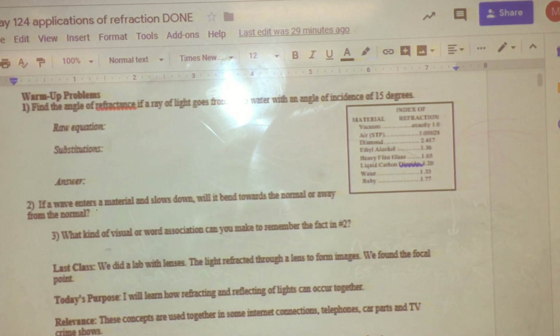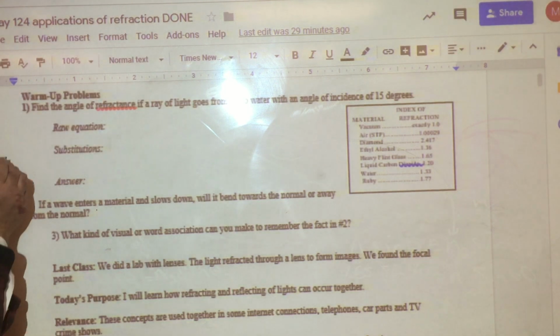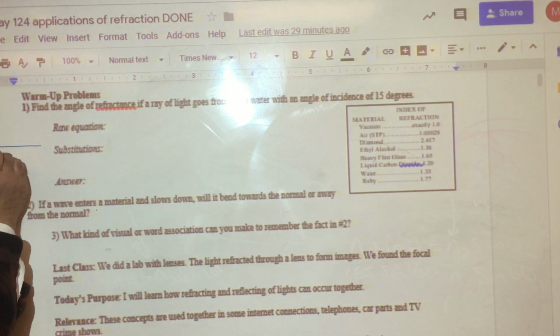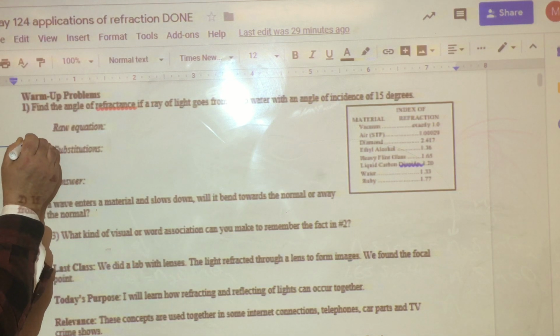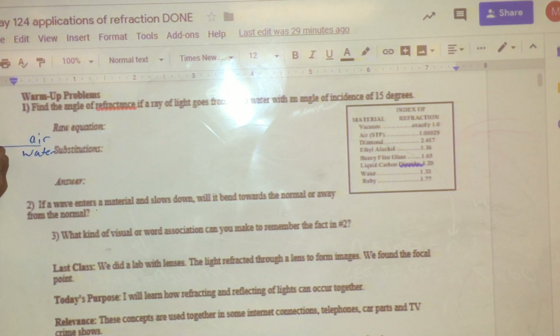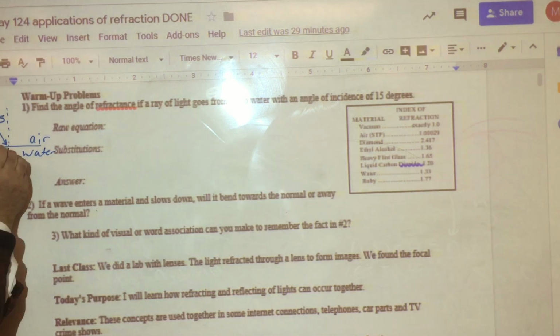Okay, so the warm-up problem, number one: find the angle of refraction if a ray of light goes from air to water with an incident angle of 15 degrees. So here's the water, and then we have air. It goes from air into water with an angle of 15. So that means it's set up like that.